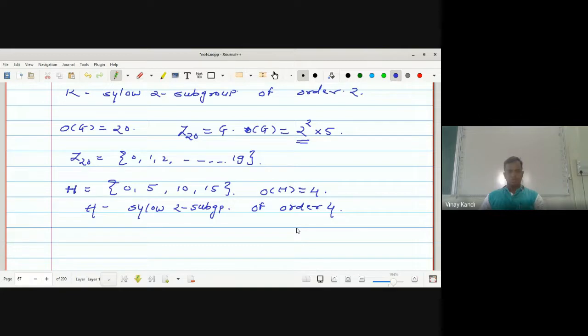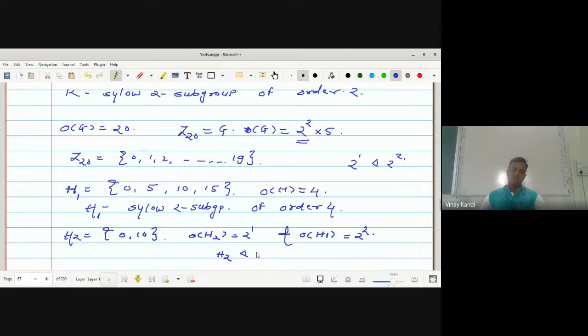Suppose this is H1. What is H2? Suppose H2 is equal to... The second statement says each p raised to i is normal in p raised to i plus 1. So here it should be that a subgroup of order 2 raised to 1 is normal in a subgroup of order 2 raised to 2. Suppose H2 is equal to {0, 10}. The order of H2 is 2 raised to 1 and the order of H1 is 2 raised to 2. Here this H2 is normal in H1.